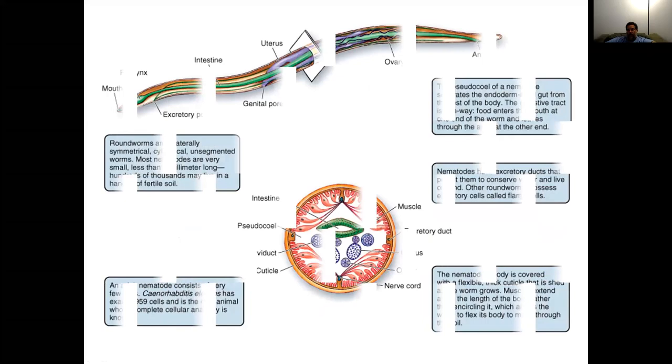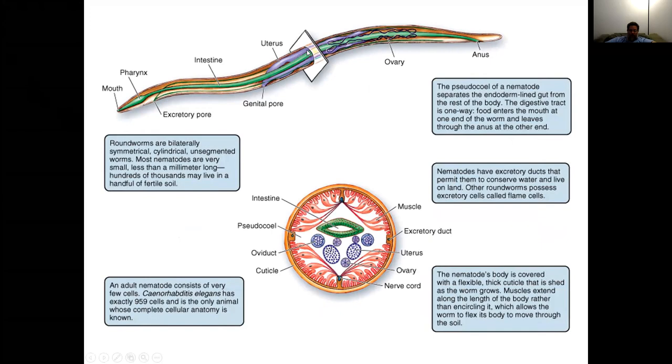So here's our nematode, and you can slice through it, and so you see a cross section. You can see the muscles, the intestines. Here you can see the oviduct, the uterus, the ovaries, the nerve cord, and muscles located around it. And you can see it has a very thick cuticle, and you don't really see the segments. And again, this animal is present in all sorts of different types of environments and often can be microscopic in size to relatively large sizes.